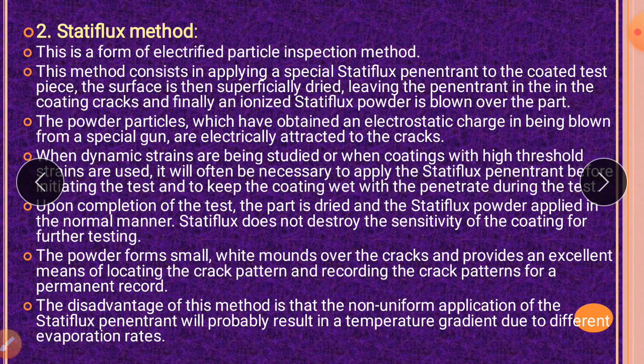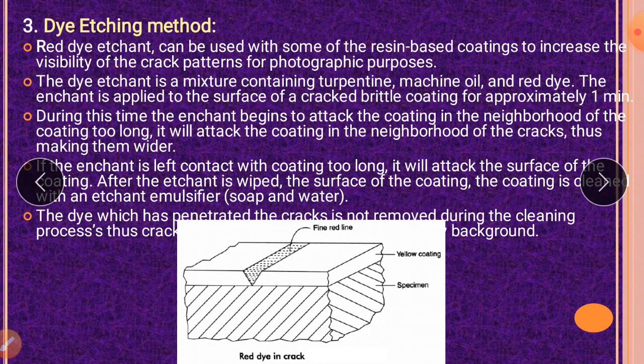You have to efficiently apply whatever static flux penetrant, that is very important, and we have to clearly remove it from the other surface. So what happens? A temperature gradient effect can appear over that coating. So the last method is the dye etching method. How is it going to be?